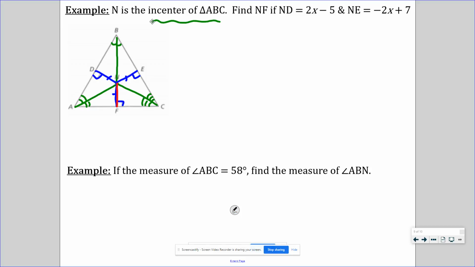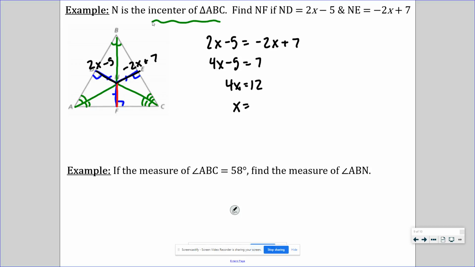If ND is 2x minus 5, and NE is negative 2x plus 7. Well, since we know those are all equidistant, how would I set up an equation to solve for x? Gwen? 2x minus 5 equals negative 2x plus 7. Perfect. Set them equal to each other. We know they're the same distance. So, solve for x. Do that really quickly.